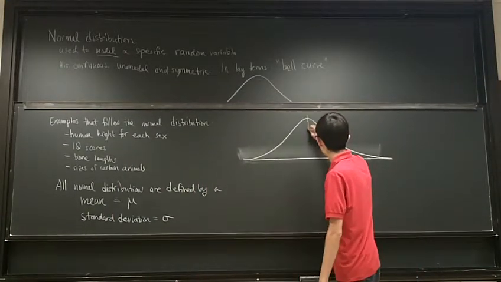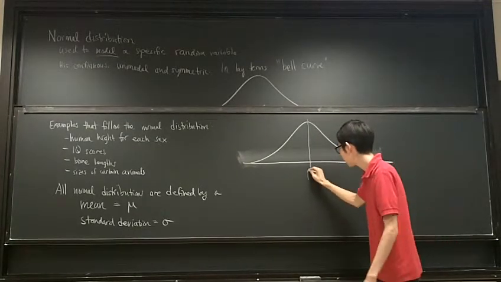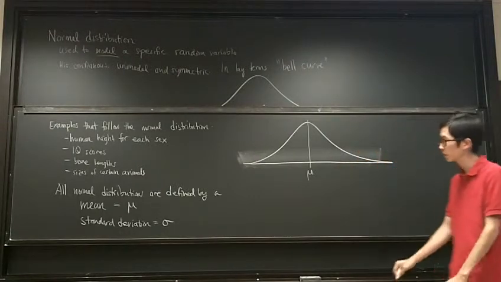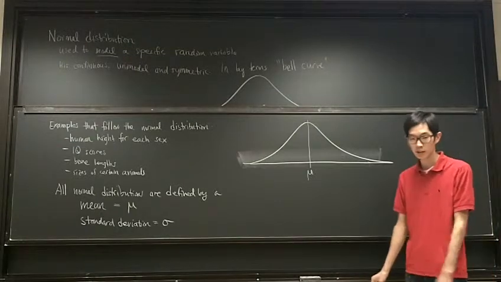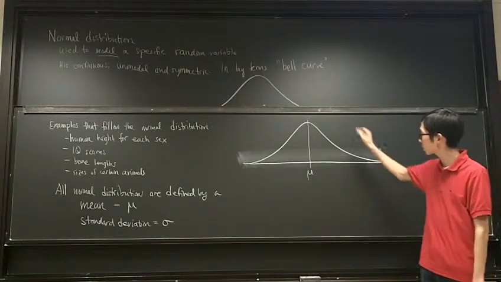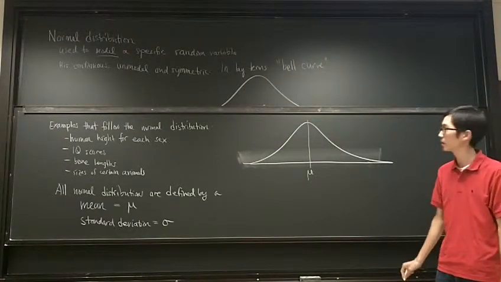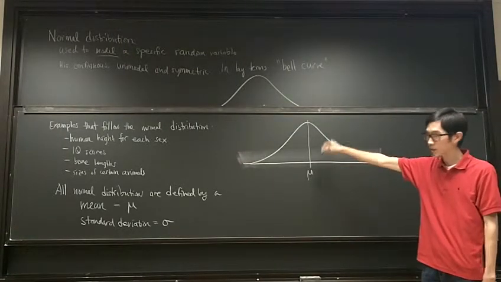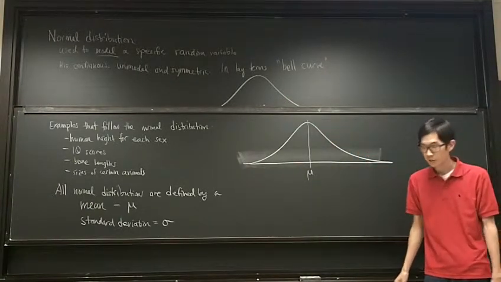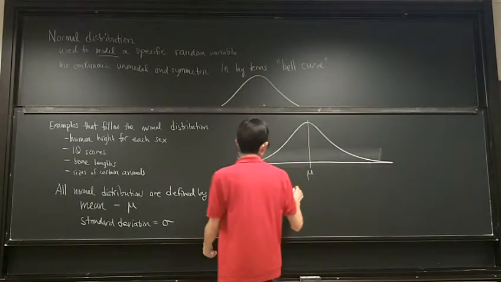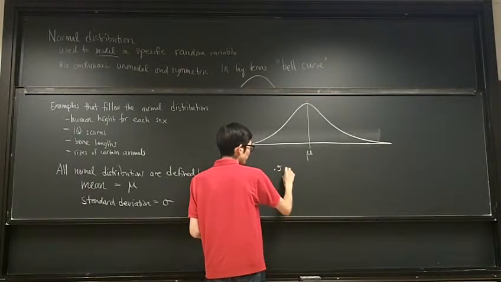Okay, so let me draw a line right there. So this value right here is the mu. That goes right at the mean. Now, if this entire curve represents 100% or 1, what proportion is below mu? 50%, okay? So if I were to shade below, I would have 0.5 below mu.